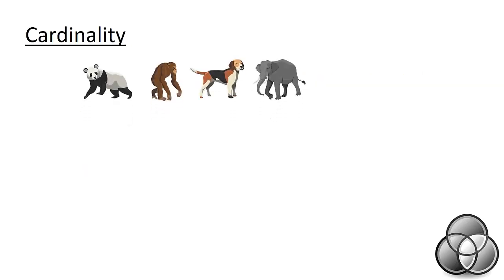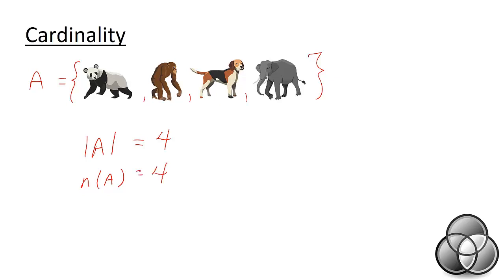Let's take a look at this set, and let's call it A. How many elements are in A? Well, we could actually physically count them: 1, 2, 3, 4. So we could use our two different notations. We could use our vertical bars to represent the cardinality, and I could say there are 4 elements inside of set A. We could also use our little n notation, like this. This also means cardinality, or how many things are inside of set A, and we could write n of A is equal to 4.